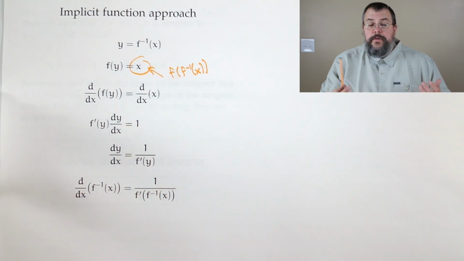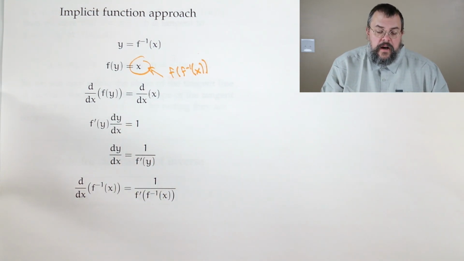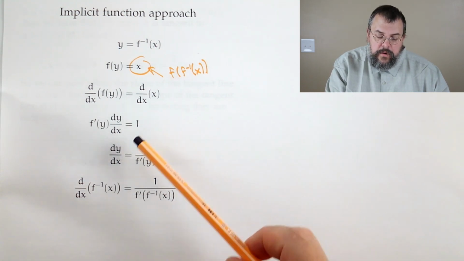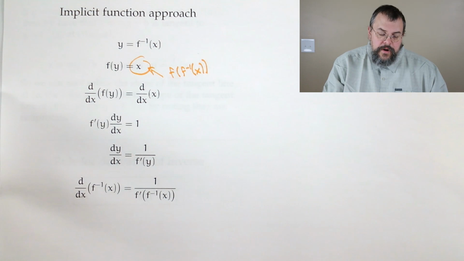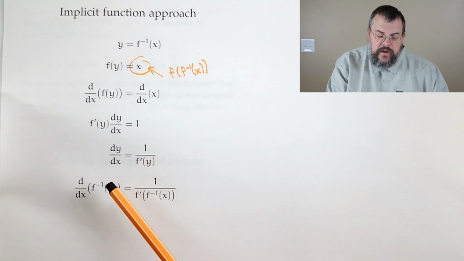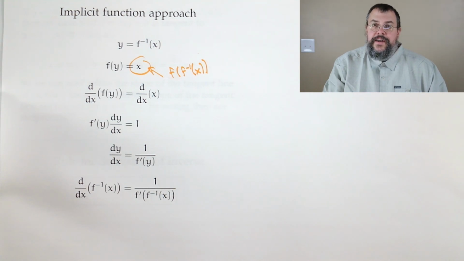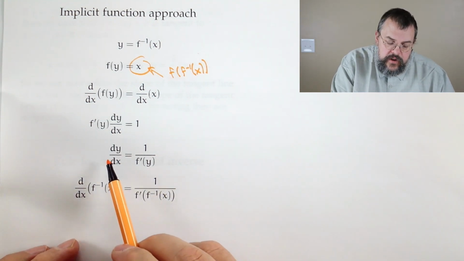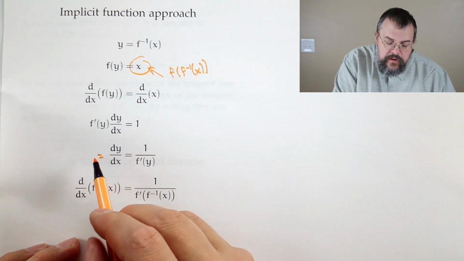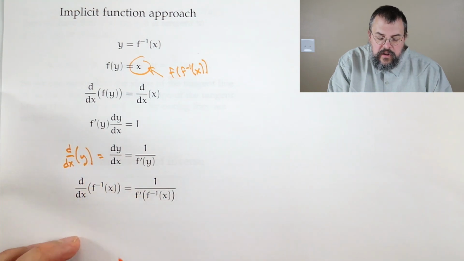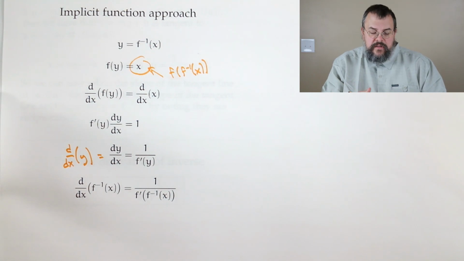Well, that's the derivative of y with respect to x. On the right-hand side, we have the derivative of x. Well, that's 1. All right. Well, move the f prime of y across. So dy dx is 1 over f prime of y. And now we know dy dx is just another way of saying take the derivative of y. So that's what we mean when we say dy dx. It says what happens when you take the derivative of y.